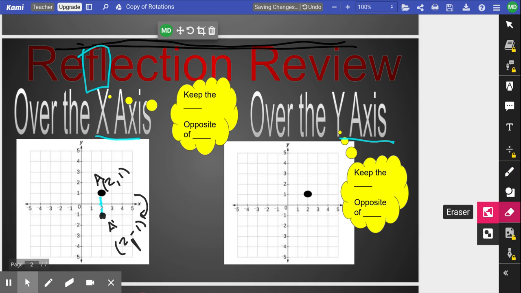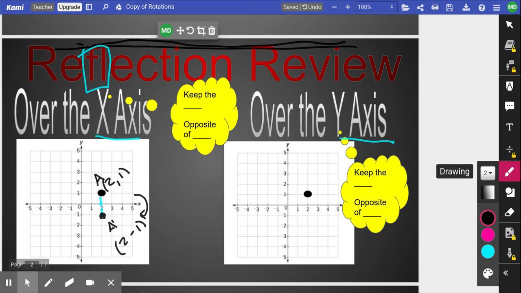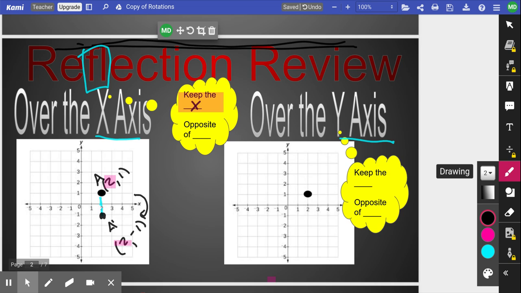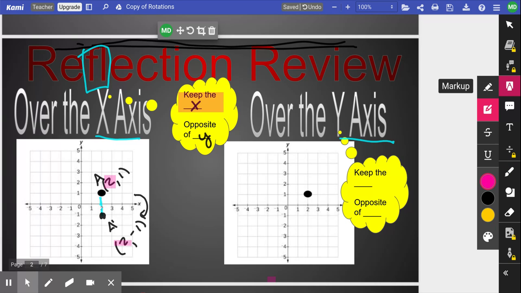So we look at the rule and see what happened. The rule says we're going to keep the x. If we're going over the x-axis, we're going to keep the x. And if you notice, the 2 and the 2 stay the same. We kept the x. The next thing we're going to do is the opposite of the y. So instead of it being a 1, it's a negative 1. And that's what happened there. Anytime I want to reflect over the x-axis, I have to keep the x, then I do the opposite of y.